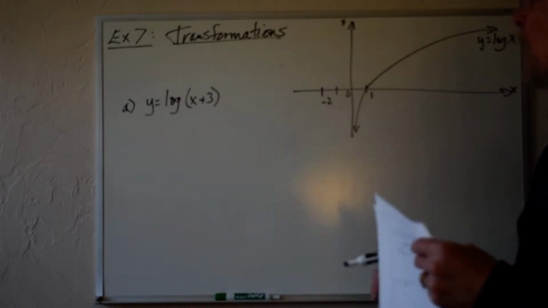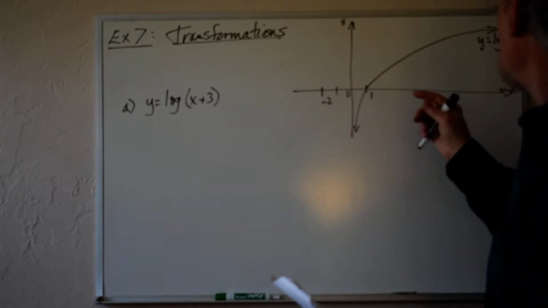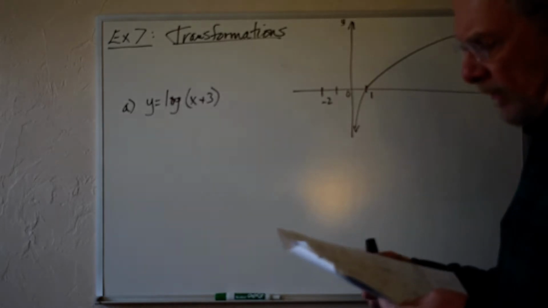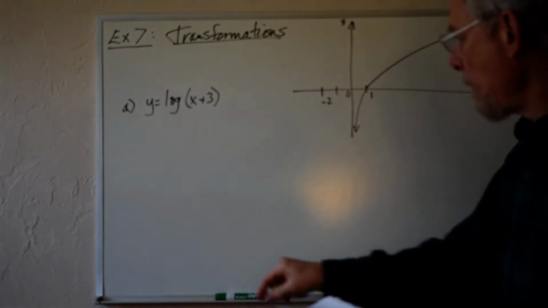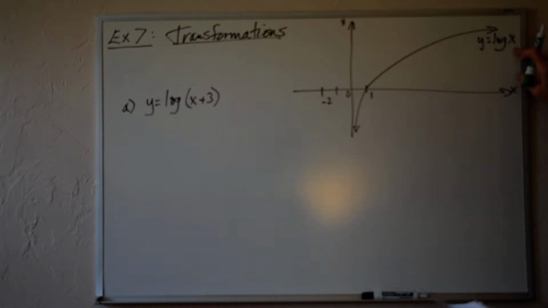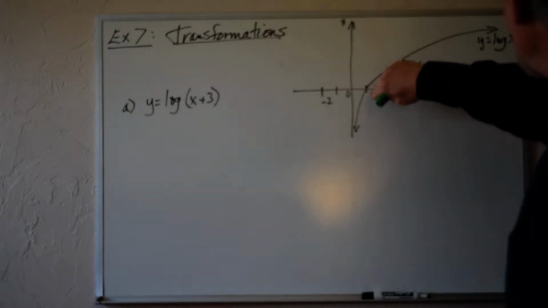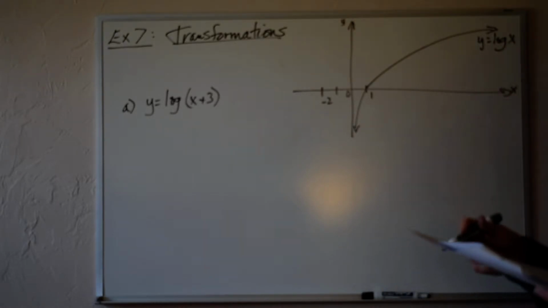Now we talk about transformations of graphs quite a bit, so let's take a quick look at what happens to the log function when you do a transformation. Example 7. Here's the common log function. Y equals log of x. I didn't write a base, so that means the base is 10 automatically. And it just has that familiar curve, familiar to log functions where the base is greater than 1.